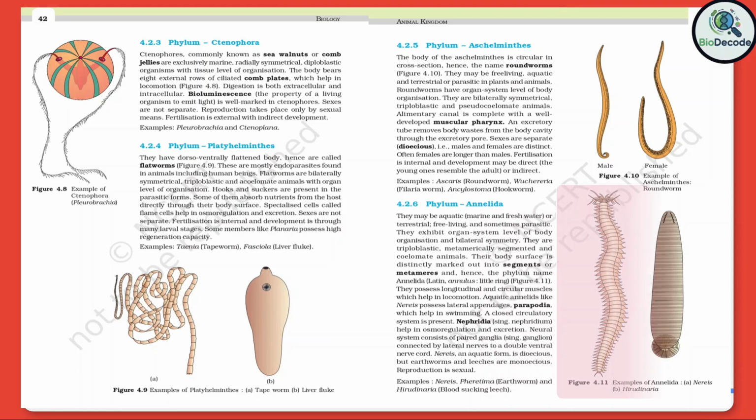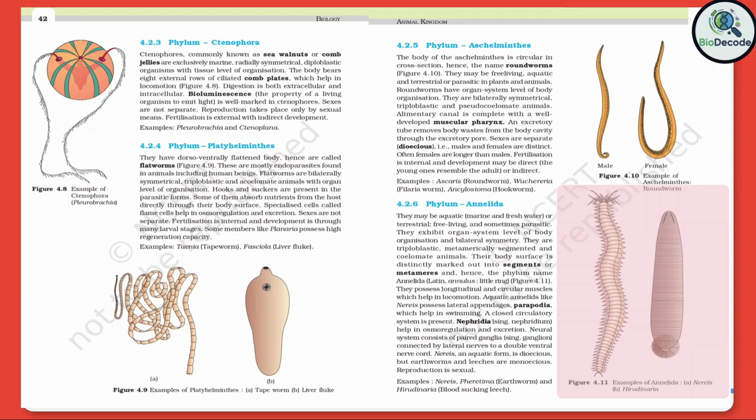Figure 4.11. Examples of Annelida: A, Nereis; B, Hirudinaria. This figure contrasts annelids, marine and parasitic, showing the versatility of segmented worms, Phylum Annelida. Nereis, a free-living marine worm, exhibiting metameric segmentation, the division of the body into ring-like segments both externally and internally. It possesses paired lateral appendages called parapodia for locomotion and respiration. Presence of closed circulatory system and well-developed nervous system indicates a higher level of organization.